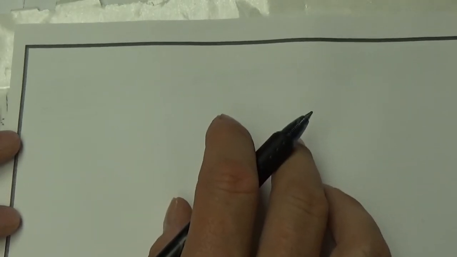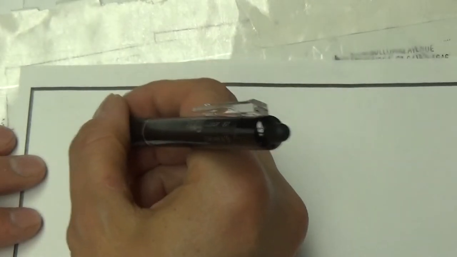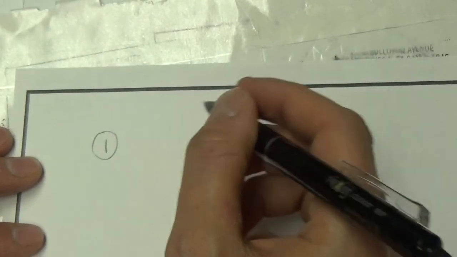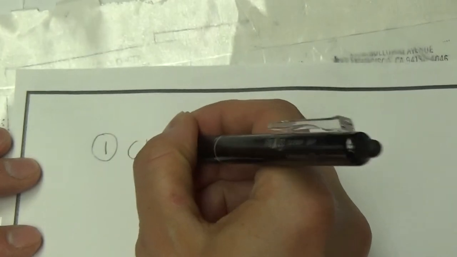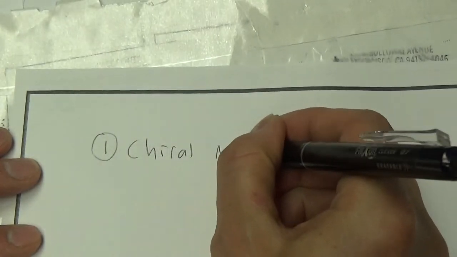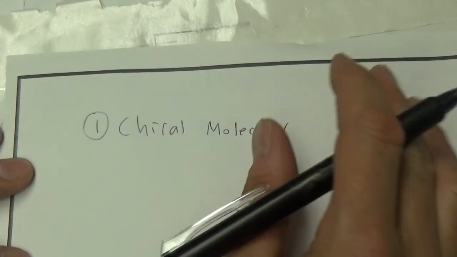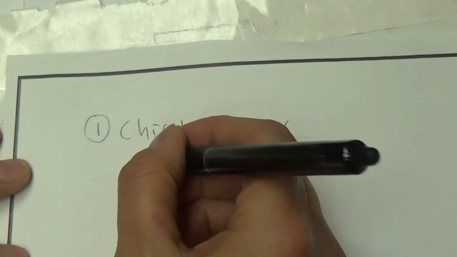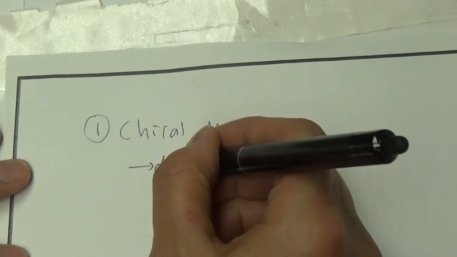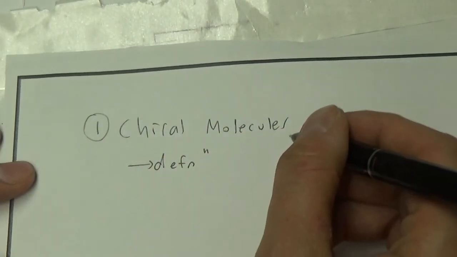Okay, so now we're getting into the numbered sections of this chapter. First one is chiral molecules. Everything until now is just kind of introduction. We're still kind of introducing, but let's formally define a chiral molecule now.